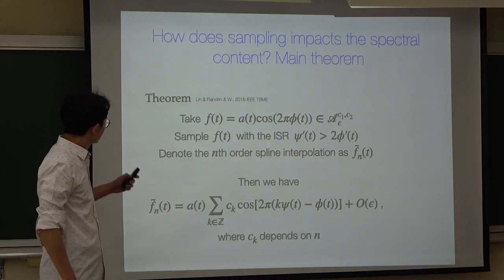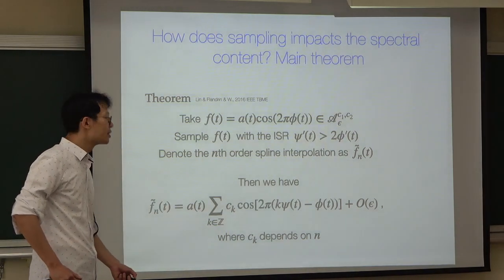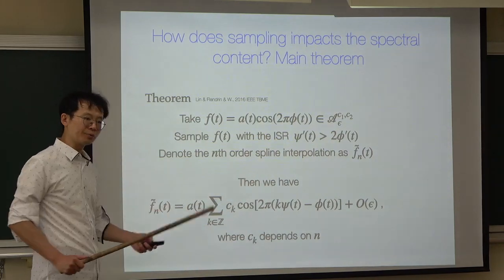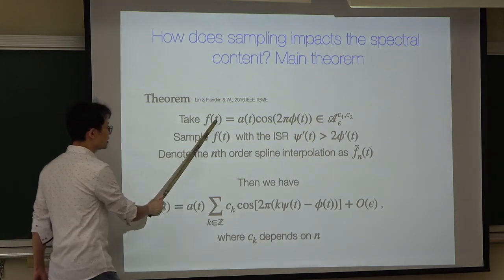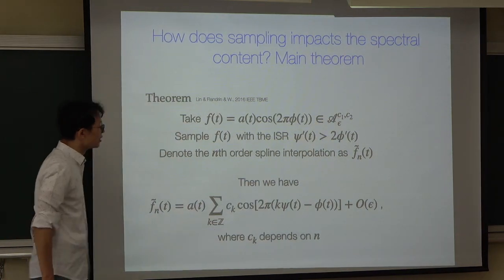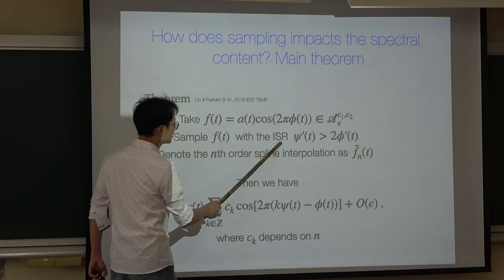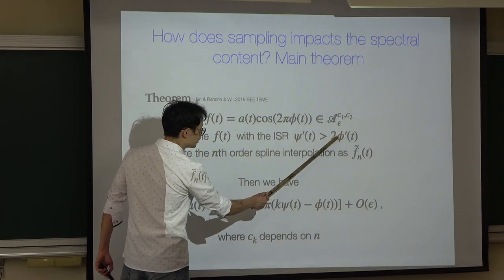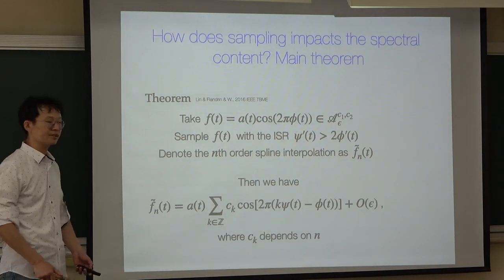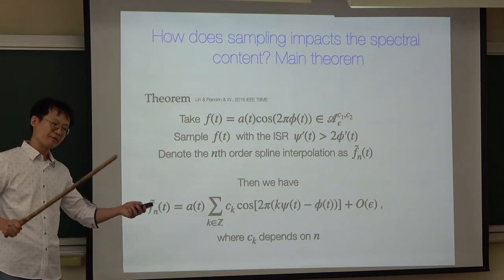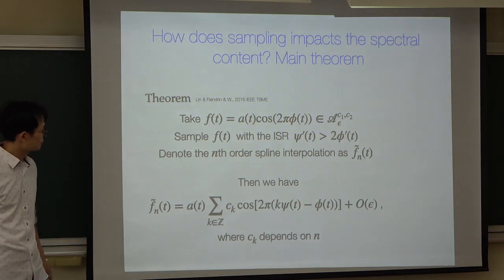Now, the main theory that we can utilize to describe what's going on after interpolation and what we see in the time frequency representation is the following. Suppose the function again satisfies the adaptive harmonic model, and now you sample the function f with instantaneous sampling rate psi prime, which is greater than 2 times phi prime. That is, the sampling frequency is fast enough: you will have at least 2 samples per cycle, although the instantaneous frequency changes.